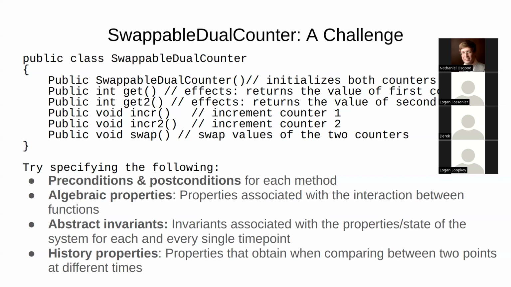Another algebraic property. We have those that we had before, right? If you do get and get, it's the same thing as doing get. If you do get to, it leaves get to unchanged also. If you call get to, it doesn't change that. If you call increment, the new value is one more than before you called it, but it leaves unchanged the other counter, right? Those things still hold.